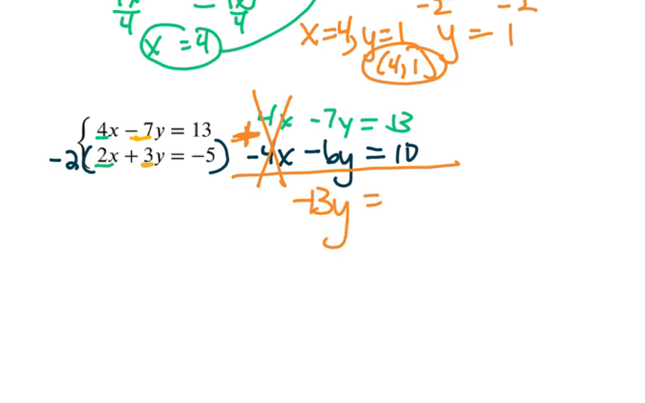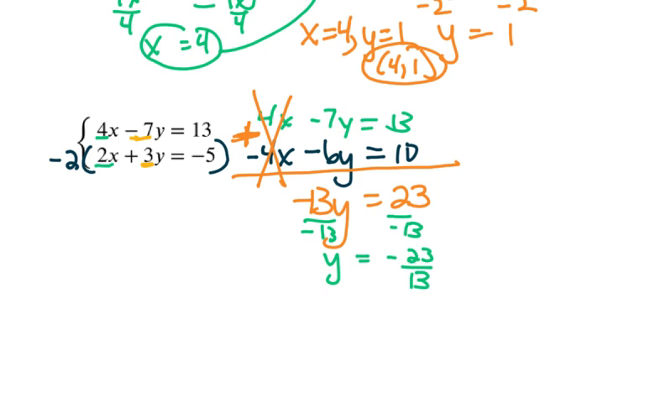And if I add 13 plus 10, I will get a 23. We can continue and divide by negative 13 on both sides. So we'll get y equals negative 23 divided by 13. Not a great answer, but that is our answer.